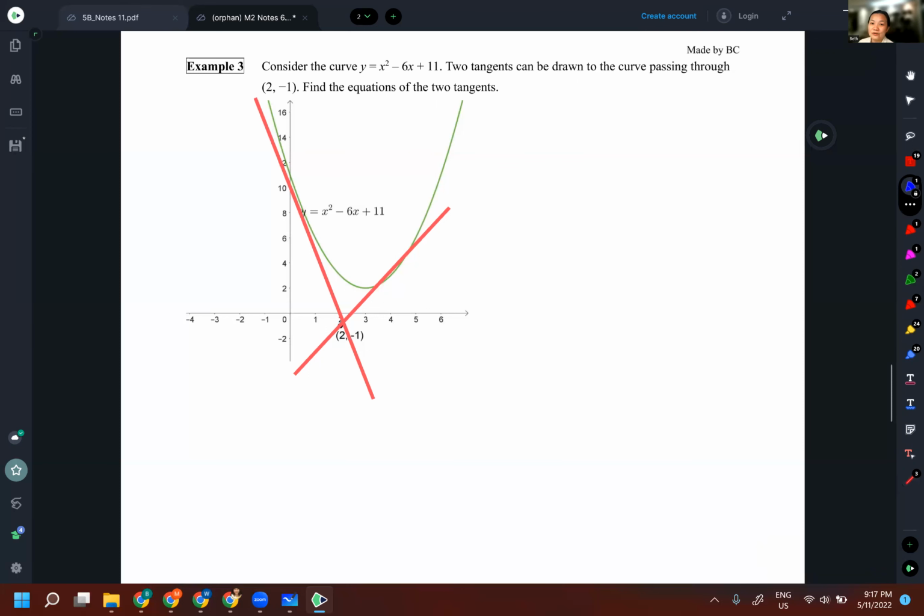I'll give you 3 minutes to absorb and think about it. 3 minutes may not be enough, but after 3 minutes, I'm going to explain 2 methods to you: one without differentiation and one with differentiation.